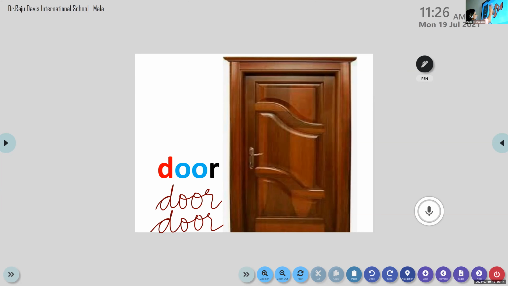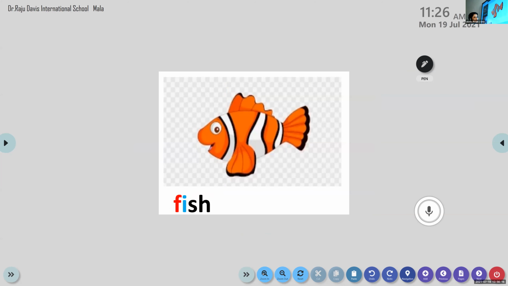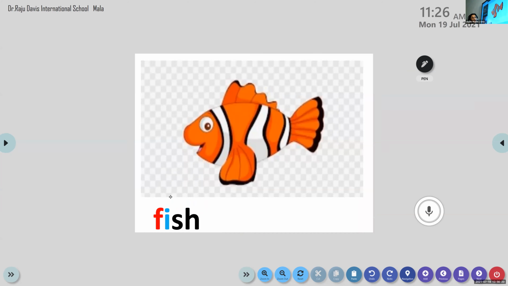We have identified the word. It is "fish." Yes, it is a one-syllable word. Now we are going to learn the spelling of the word. How are we going to learn? F has a sound of F, I has a sound of I, and SH has a combined sound that is sh. Okay, so F, I, sh, fish. So as you write the word, you sound out the word, children. Otherwise, you may find it very difficult to learn the spelling of all the words.